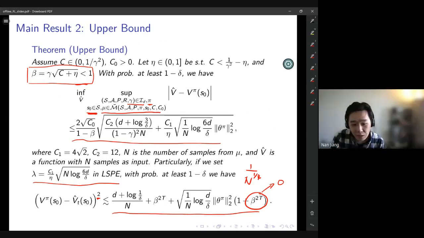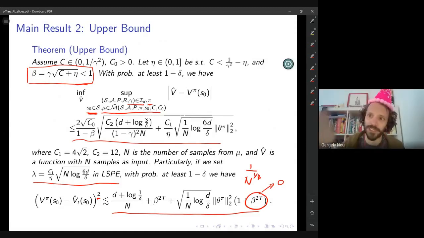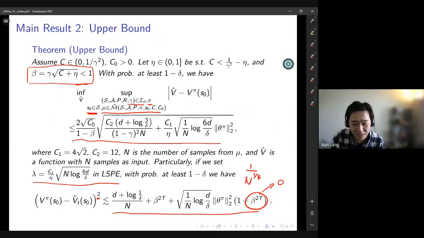But that only appears in your bound, right? The algorithm, you just do LSPE for an infinite number of iterations. And if it diverges, this is saying that if everything is satisfied, you just won't diverge. So if it diverges, you just explode and give up.